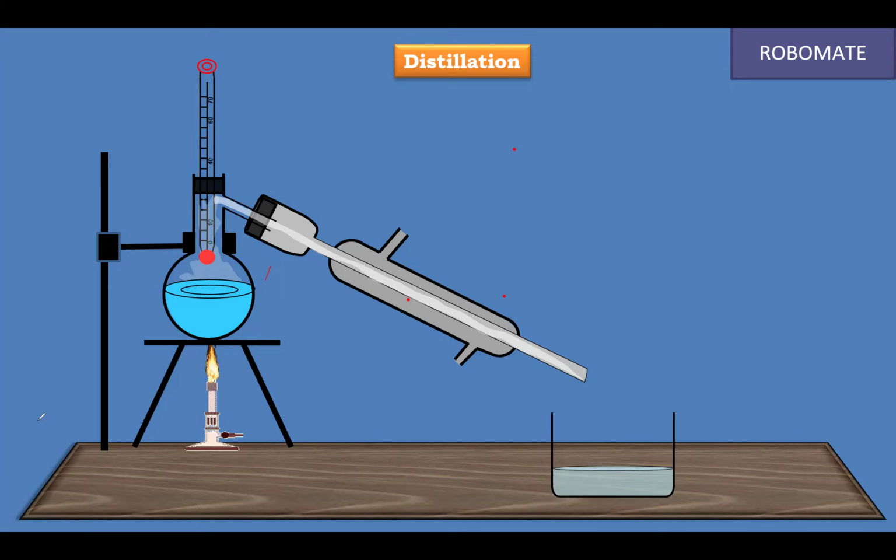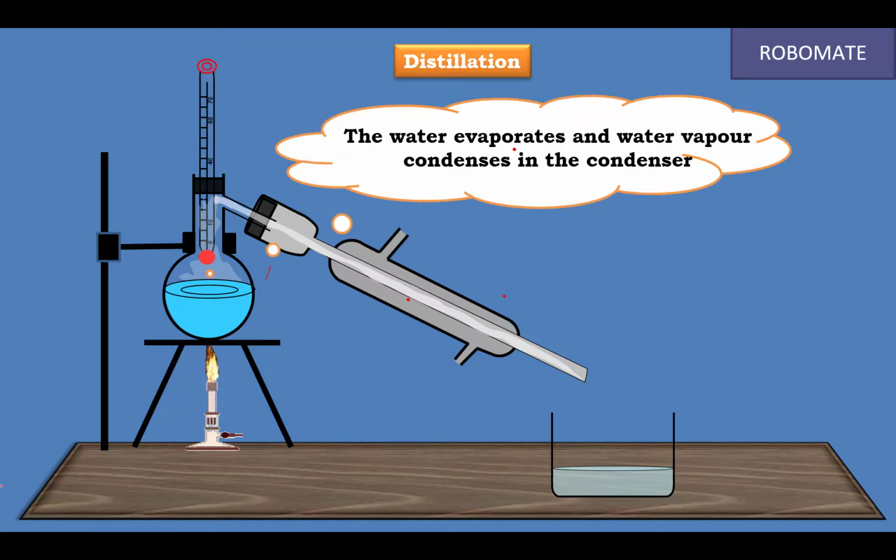This is called fractional distillation. That process is known as fractional because we are separating the liquid into fractions. And what is the main criterion? There should be a difference in the boiling point. So water will evaporate and condense in the condenser.